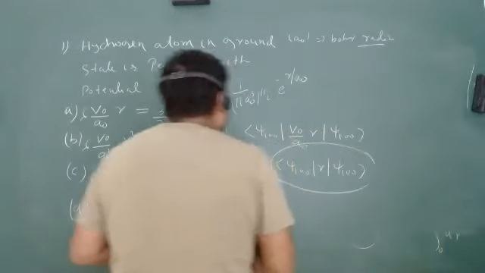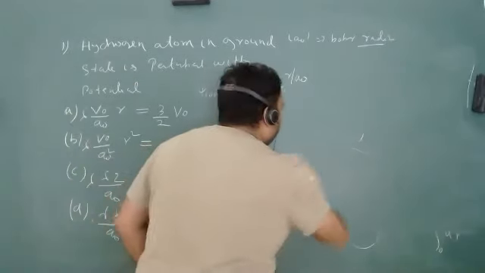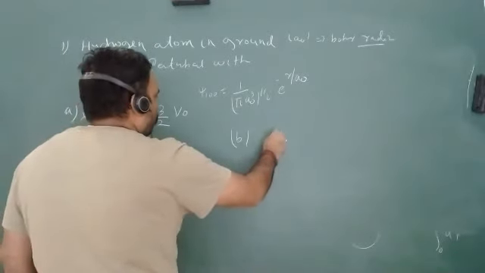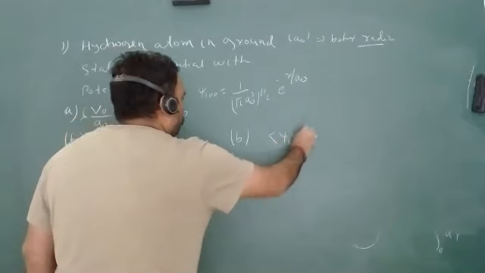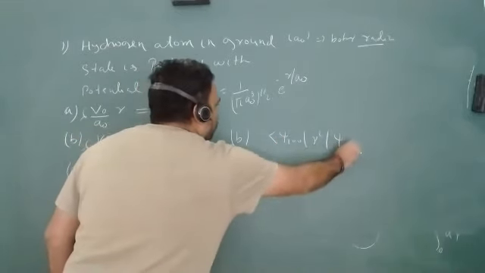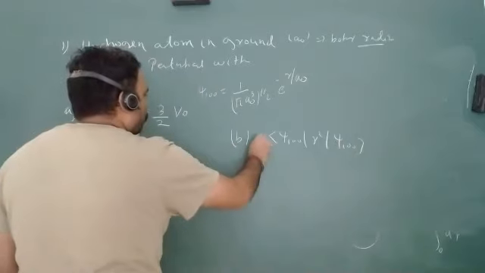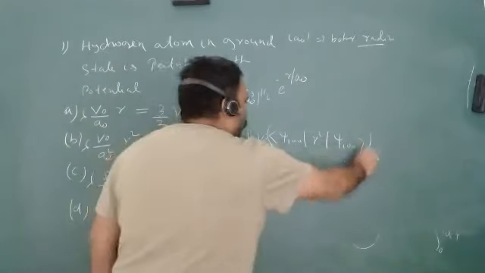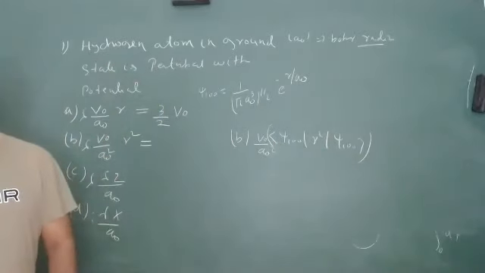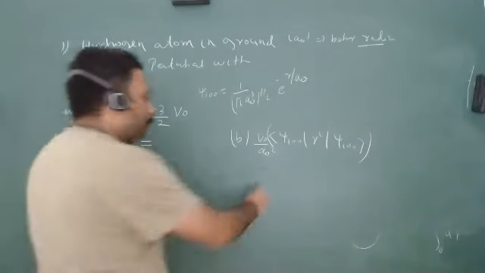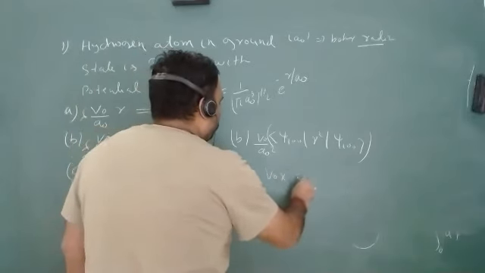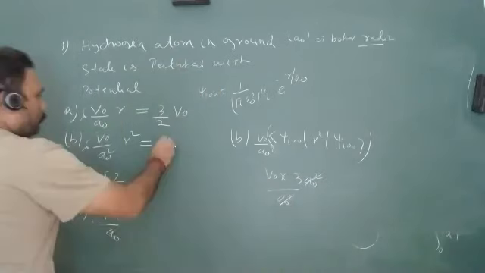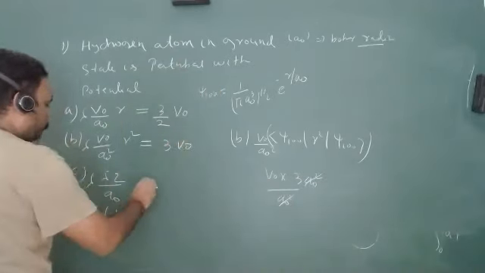So second question, what is going to change? We have to just go for B is equal to psi 100, R square is here, psi 100, and this will be B naught by A naught square. What is this value? We have calculated earlier. 3 A naught square. So this will be V naught into 3 A naught square upon A naught square. So this will cancel. This will be 3 V naught. What will be this value?